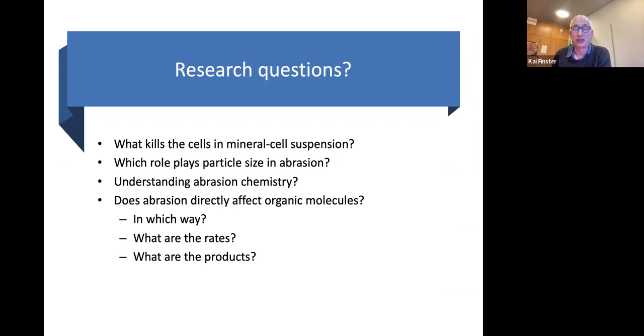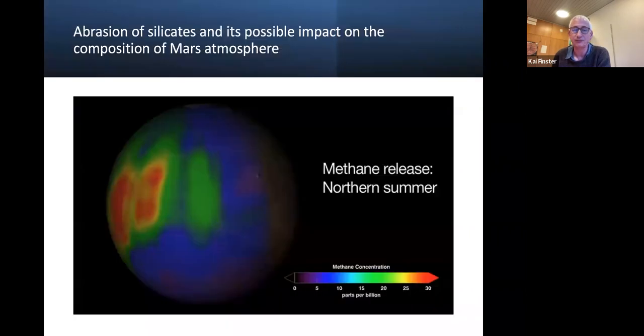We need to look more into the understanding of this abrasion chemistry, and also the direct effects. Test not only organisms, but also look into whether it could change organic molecules, and could be an explanation for why there is so little organic material on the Martian surface, even though we have these micrometeorites that have delivered lots of different kinds of molecules and a lot of organic material over the last billion years.